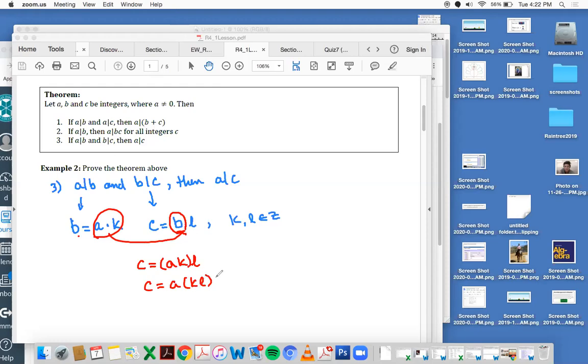This does it, right? This proves it because kl is an integer. Because c is a times an integer, a divides into c. Here's my conclusion. What this theorem does is establish some rules of operation with this division idea. Going from the definition of divisibility, I'm saying here's a rule for adding, here's a rule for multiplying, here's a chain rule. These are useful along the way as we work through these problems. Any questions with that theorem?